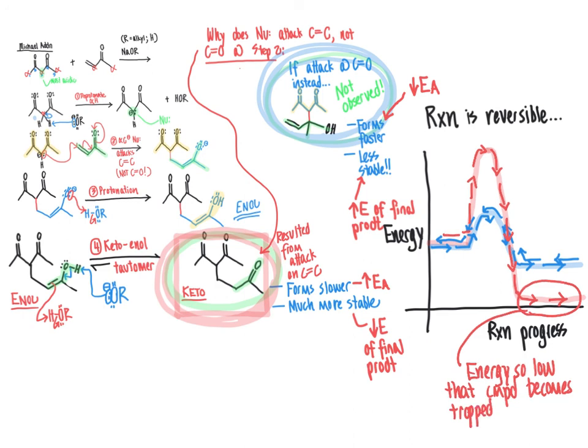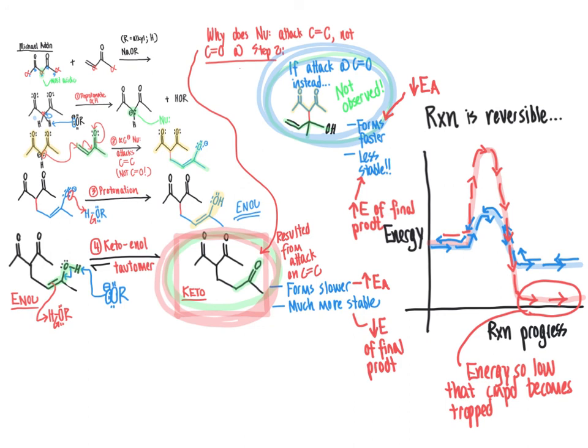And that lower energy final product, in other words the more stable final product, is this keto product that we have right here. And so that is our explanation of why this Michael addition seems kind of weird at first, in that the nucleophilic alpha position is attacking at the carbon double bond rather than the carbonyl.